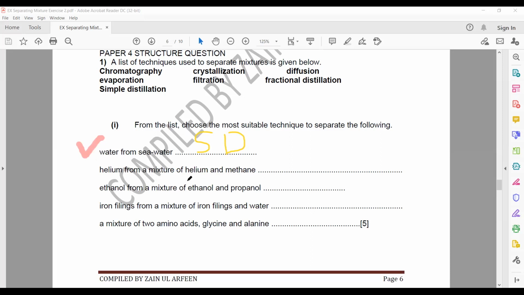Helium from a mixture of helium and methane. So we have a mix. Helium and methane are gases and they are mixed together. So when gases are mixed together, which technique can be used? For gases, we can use fractional distillation. That's right.